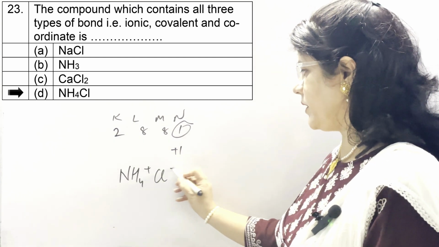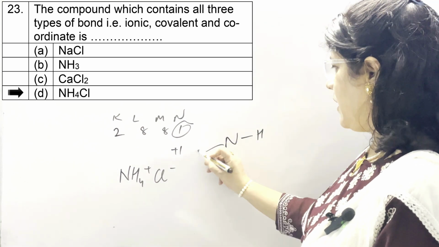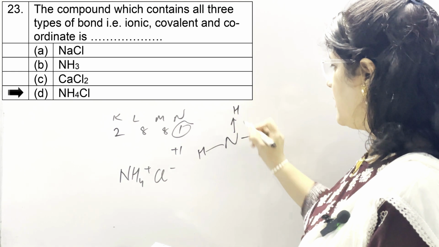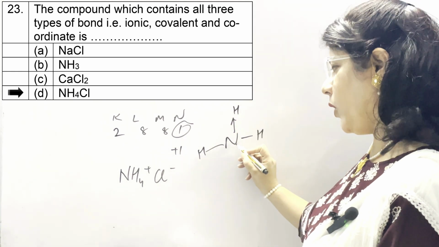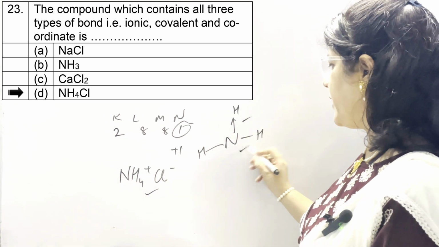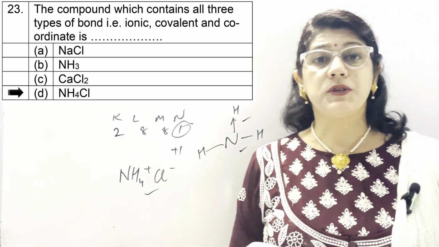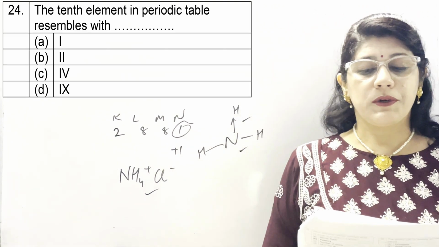NH4+ and chlorine, it means ionic bond, and N and hydrogen, this bond is a dative bond or coordinate bond, and these are covalent bonds. So ionic bond, dative bond and covalent bond, all three bonds are present in ammonium chloride. Option number D.